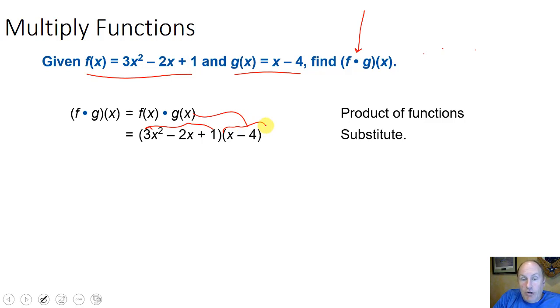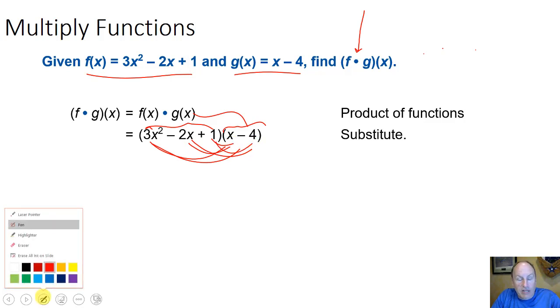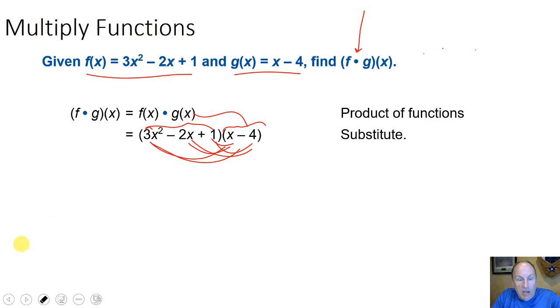And as you might expect, we're going to use the distributive property next. We're going to distribute the 3x squared to the x and the negative 4. We're going to distribute the negative 2x to the two terms. We're going to distribute the 1 to the two terms. Okay, so a lot of distribution there because we have a trinomial times a binomial.